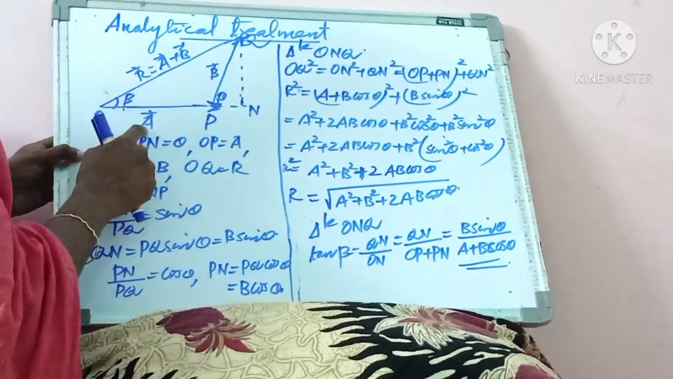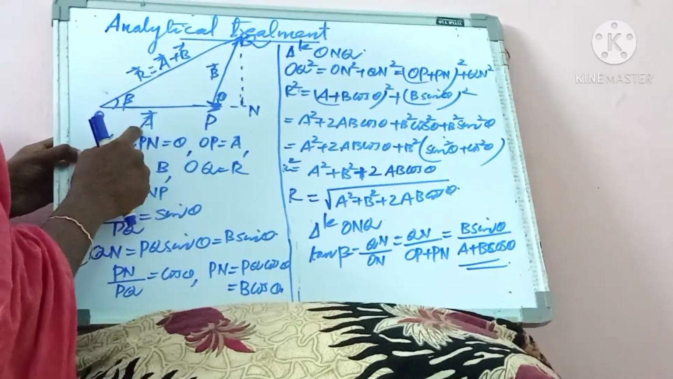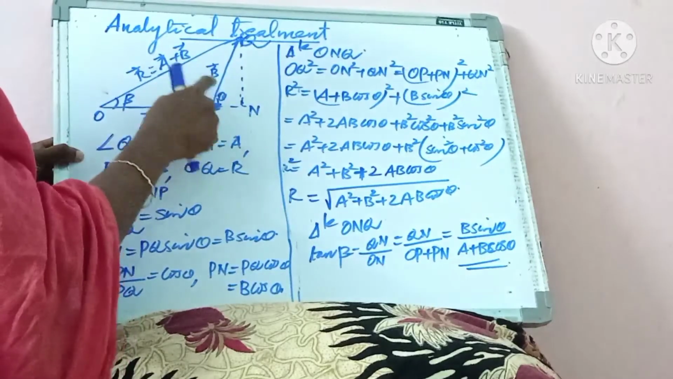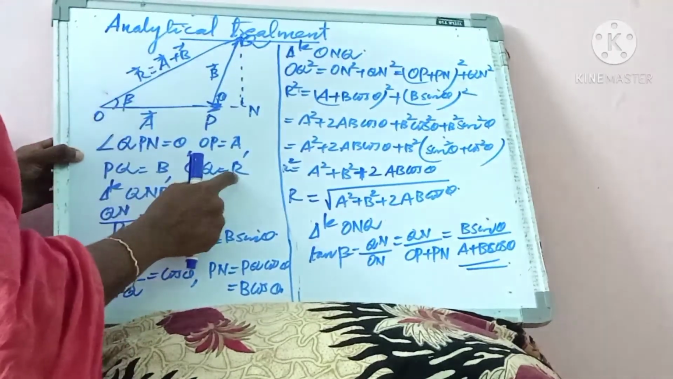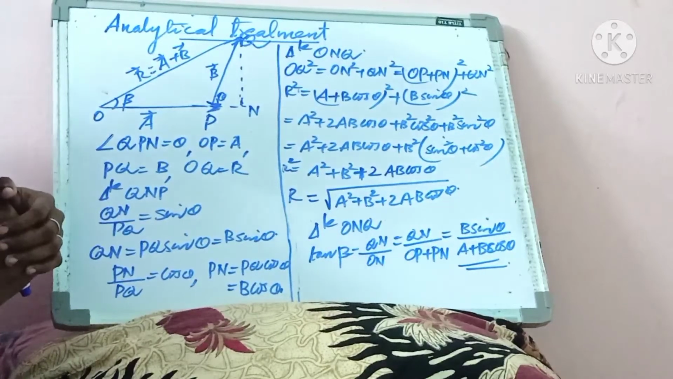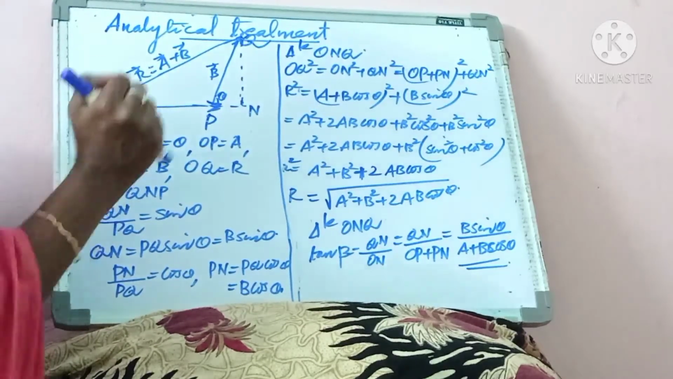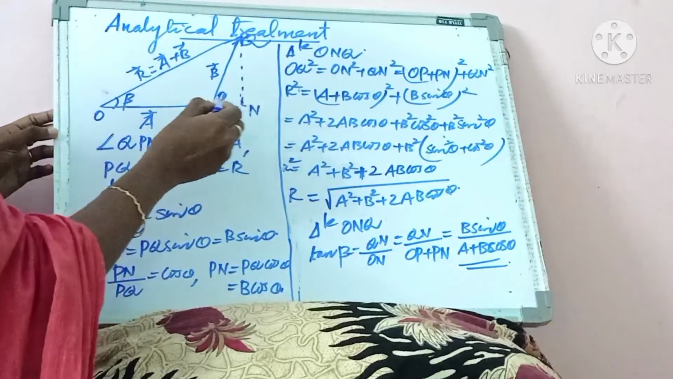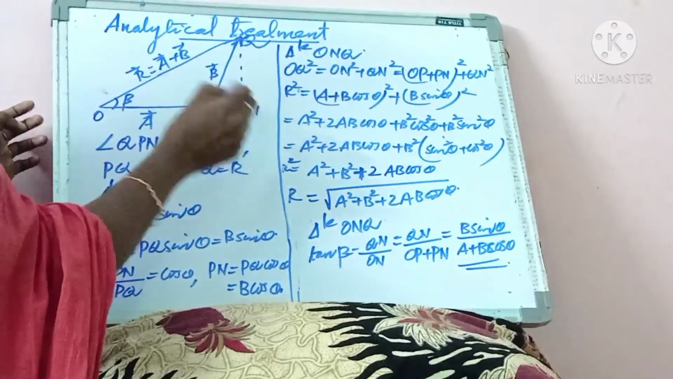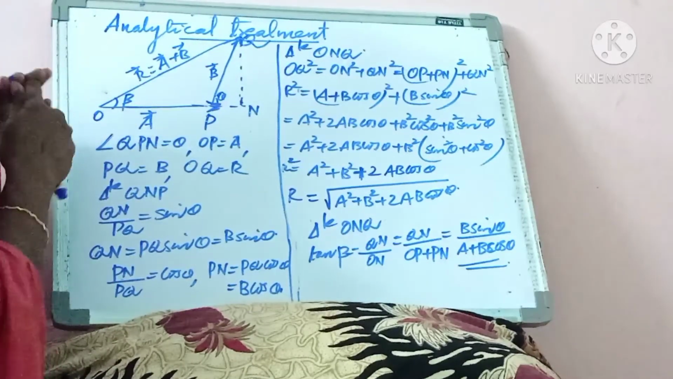Then OP is represented as A, PQ is represented as B, and OQ is represented as R. Next, we consider the triangle QNP, that is the right angle triangle.